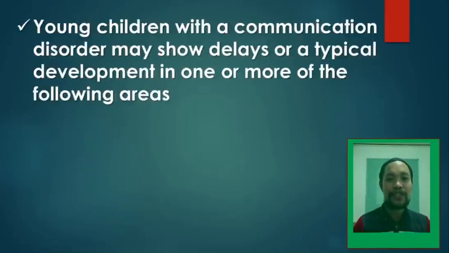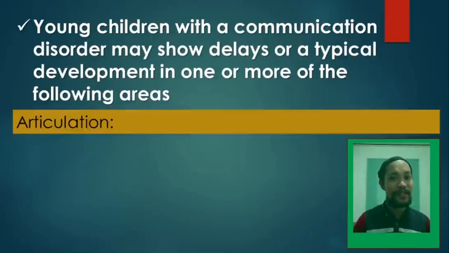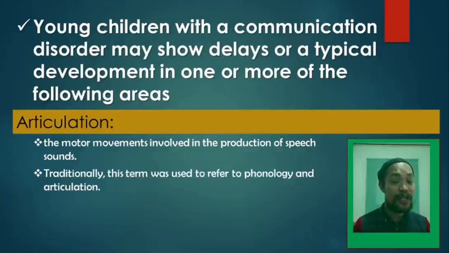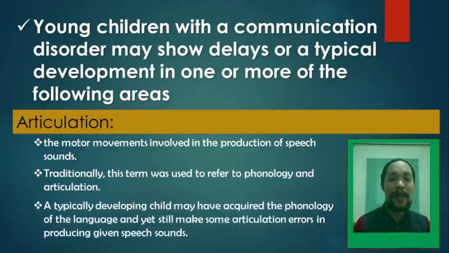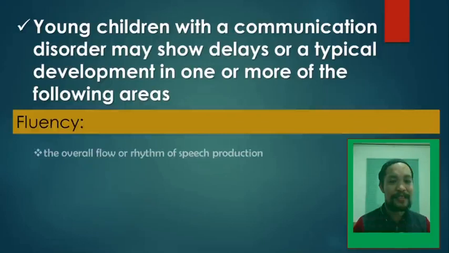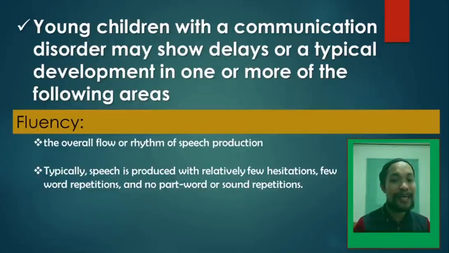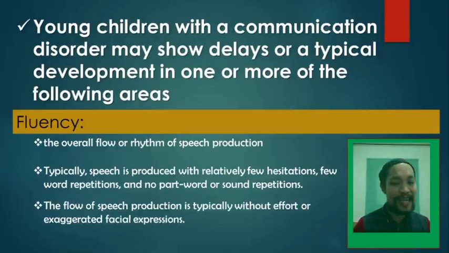Young children with a communication disorder may show delays or atypical development in one or more of the following areas. Articulation, the motor movements involved in the production of speech sounds. Traditionally, this term was used to refer to phonology and articulation. A typically developing child may have acquired the phonology of the language and yet still make some articulation errors in producing given speech sounds. Fluency, the overall flow or rhythm of speech production. Typically, speech is produced with relatively few hesitations, few word repetitions, and no part-word or sound repetitions. The flow of speech production is typically without effort or exaggerated facial expressions.